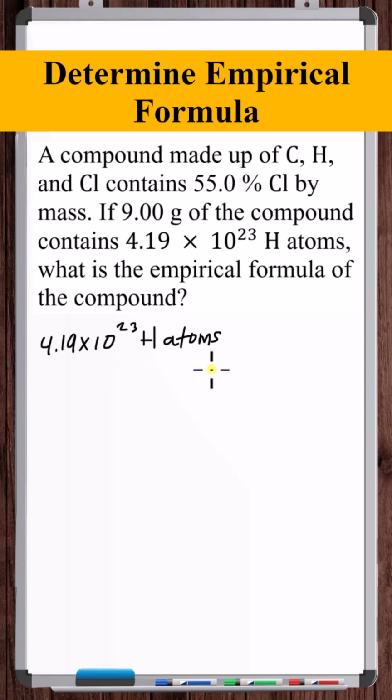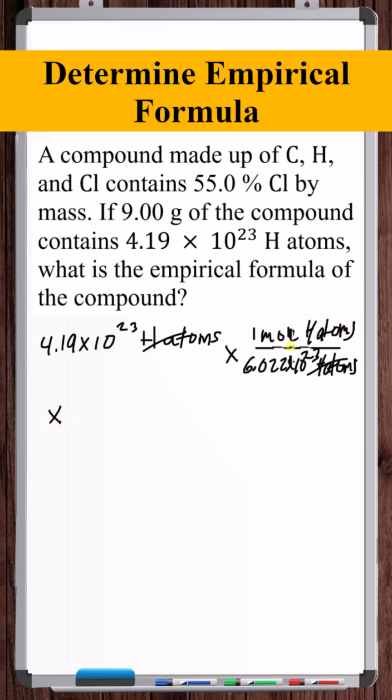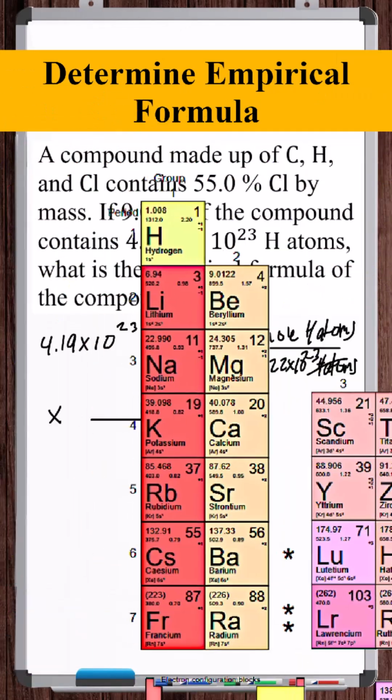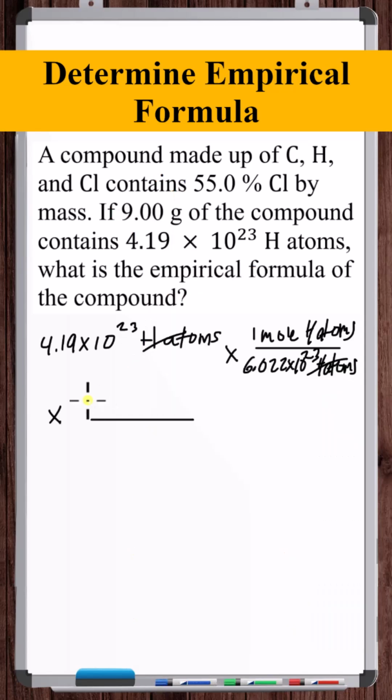Now to get the mass of hydrogen atoms, we need to be in moles of hydrogen atoms so we can use the molar mass. So this is a literal count, so we just need to say for every 6.022 times 10 to the 23rd hydrogen atoms, there's 1 mole of hydrogen atoms. Now that we're in moles, we can use the molar mass of hydrogen, which is just going to be the atomic mass of hydrogen, 1.008. So there's 1.008 grams of hydrogen atoms for every 1 mole of hydrogen atoms.